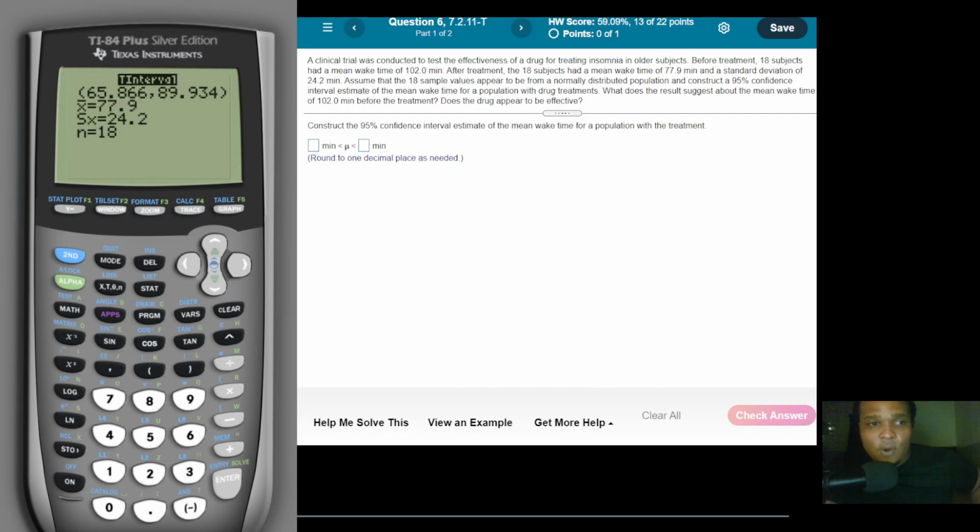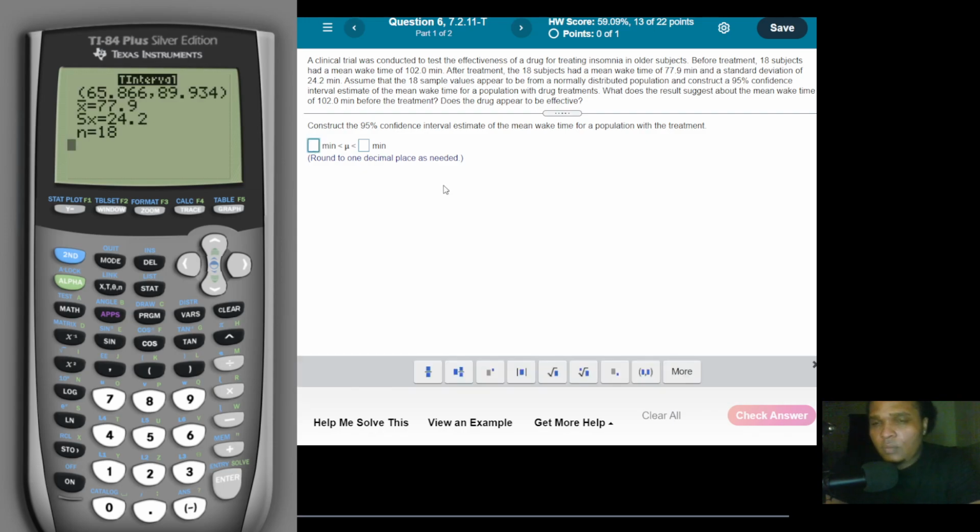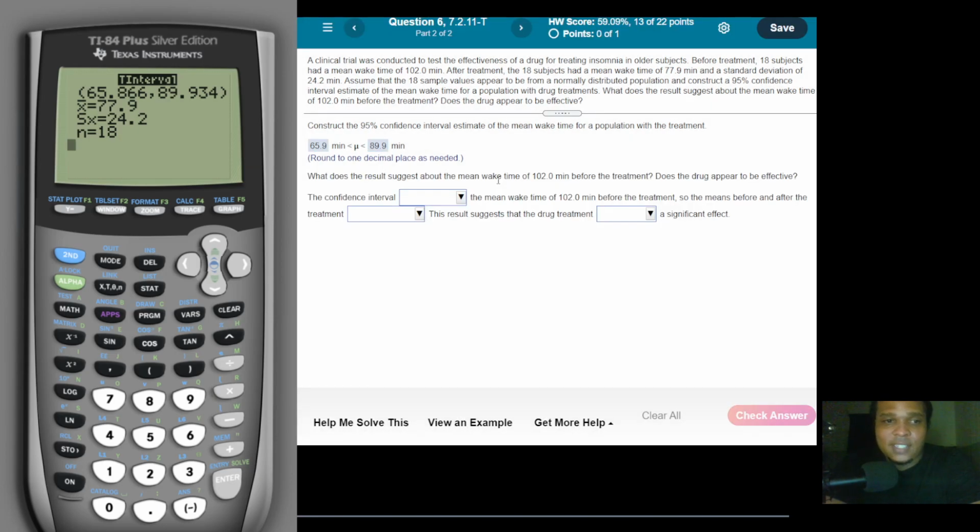There is our confidence interval. They wanted one decimal place. So 65.9. Upper is going to be 89.9. And that's fantastic.